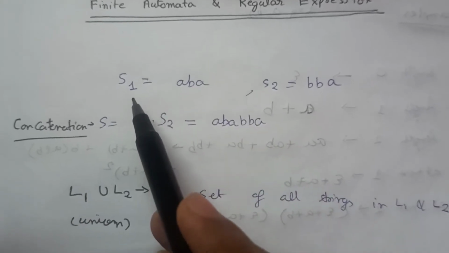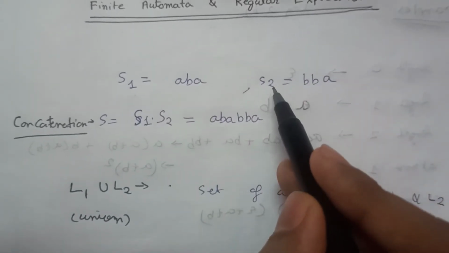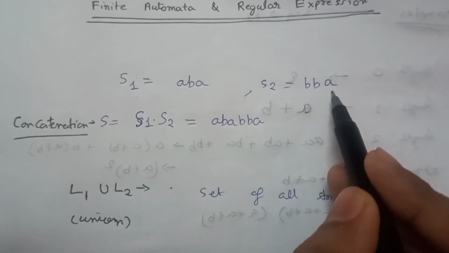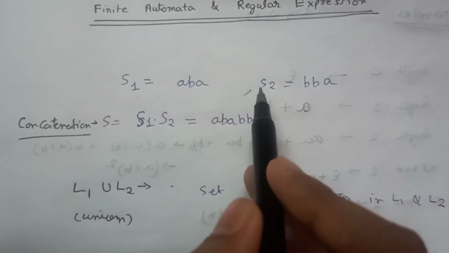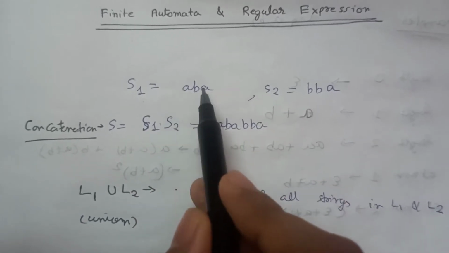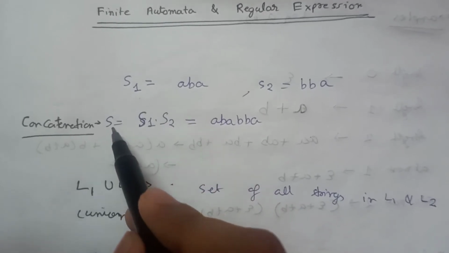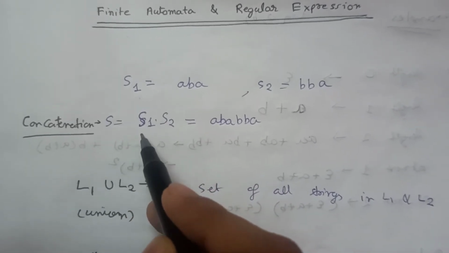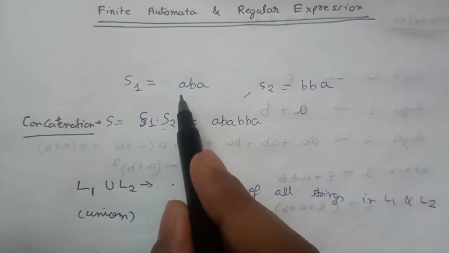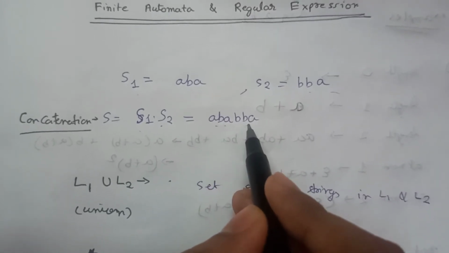So see, if there is a string s1, which is ABA, and a string s2, which is BBA, and we concatenate them, you already know, I guess, what concatenation is. I will just add these two. Let's suppose a string s is the concatenation of s1 and s2. So it will be ABABBA. This is the concatenated string.